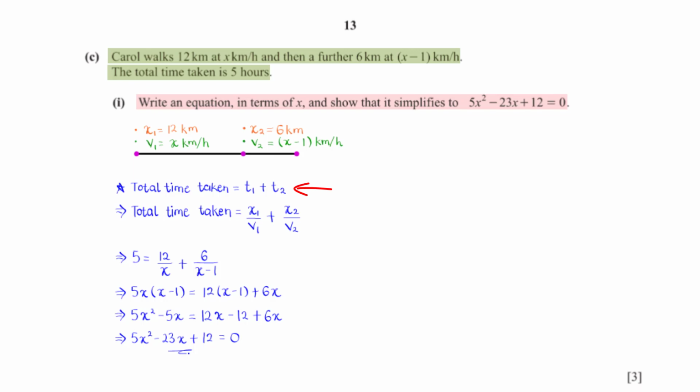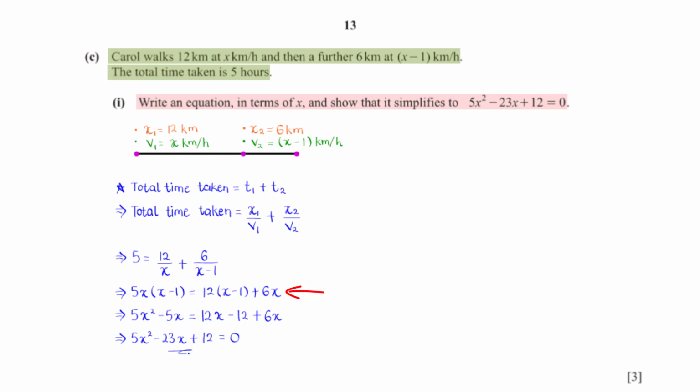Using the speed formula, we can write T1 as the distance traveled during the first interval divided by the speed. We can also write T2 as x2 over v2. So now we have 5 equals 12 over x plus 6 over x minus 1. The LCM is x times x minus 1, and when we multiply through the equation by the LCM, we have 5x times x minus 1 equals 12 times x minus 1 plus 6x.